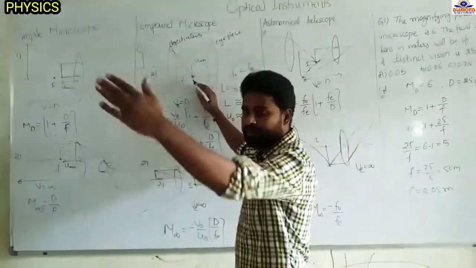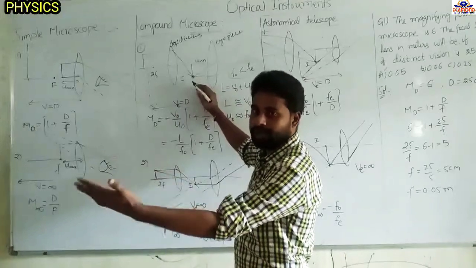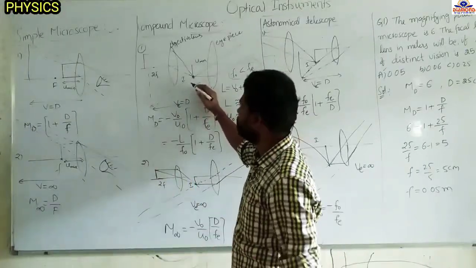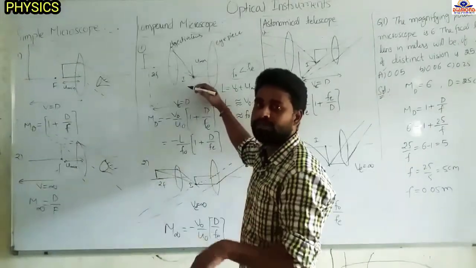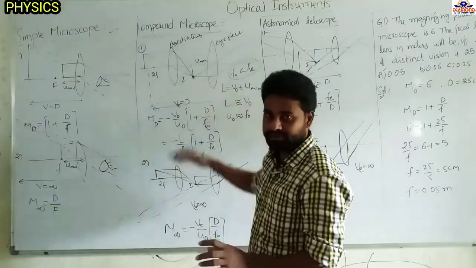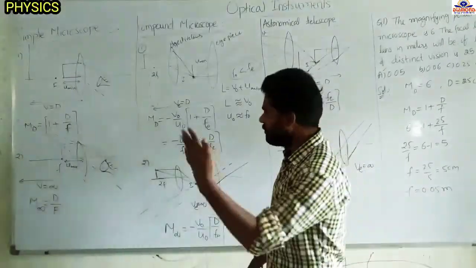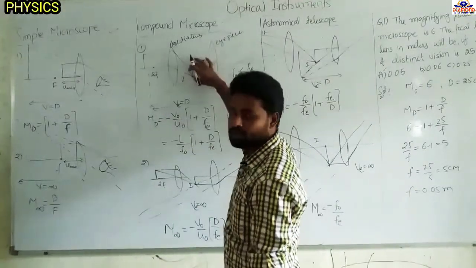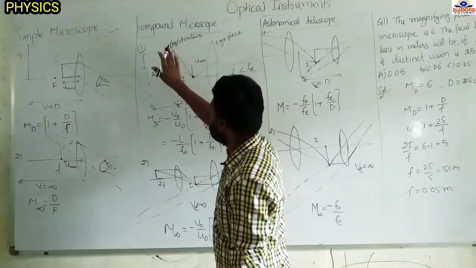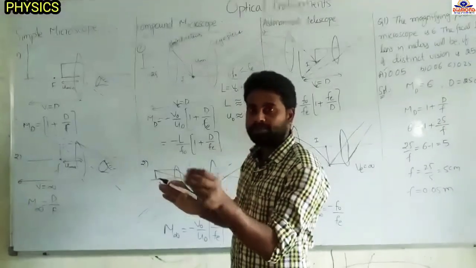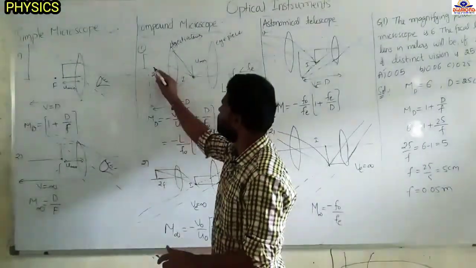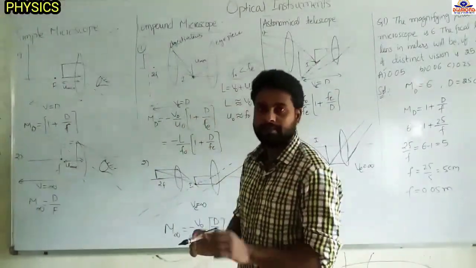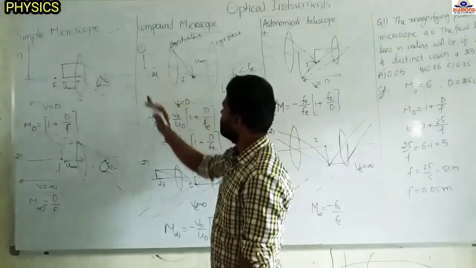From infinity to beyond f up to the f, it will form the real and inverted image. If the object is in between the focus and optical center, it will form the virtual erect image. So up to the f, this will form the real inverted image. So we need that image only. That means for the objective lens, the object should not be in between the focus and the optical center, so beyond the optical center.